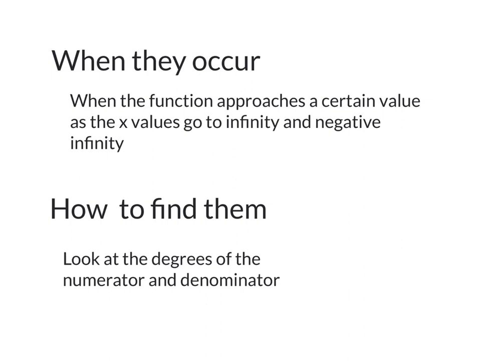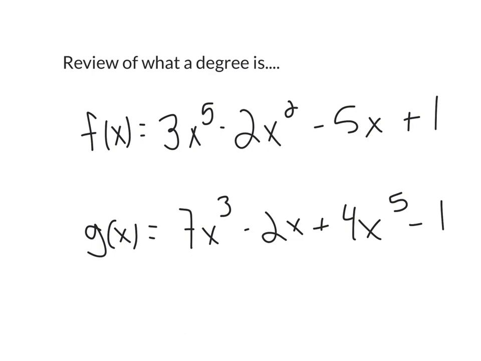And how do we find them? It's all about looking at the degrees of the numerator and the denominator. So you need to remember what a degree is. Here are a couple of examples, a review of what a degree is. Remember, a degree is the highest exponent in your polynomial function. For f of x, our highest exponent is 5, so this would be a degree 5 polynomial. G of x is also a degree 5 polynomial. Although it's not in standard form, a lot of students want to say that it should be a degree 3 polynomial, but it has nothing to do with what order it's listed in. It's all about what the highest degree, or the highest exponent, is.